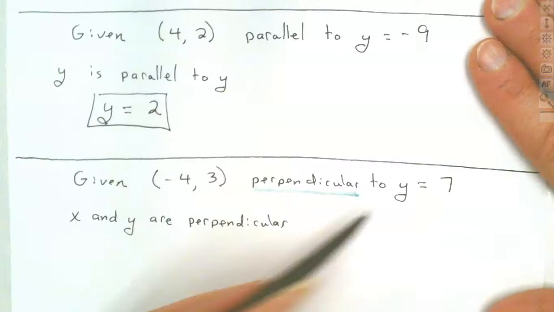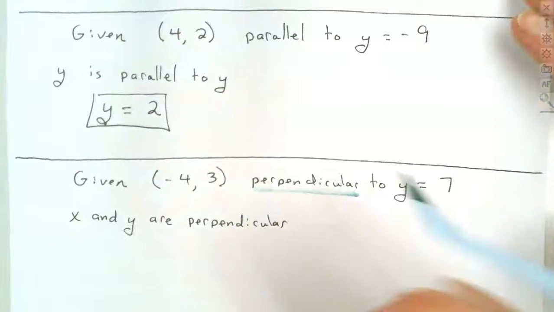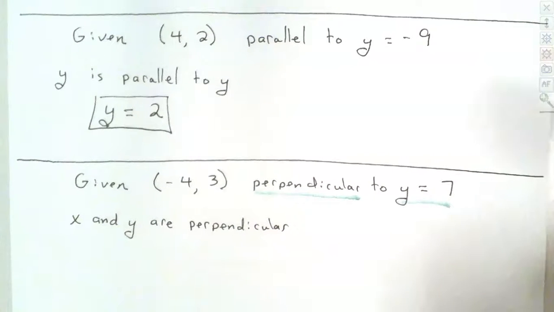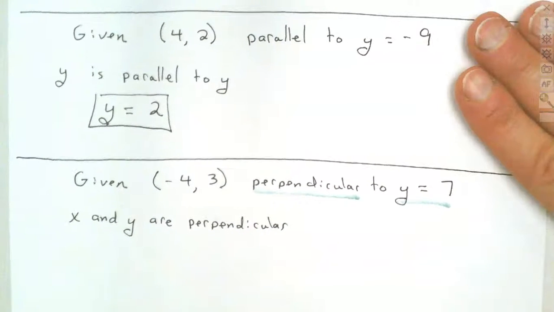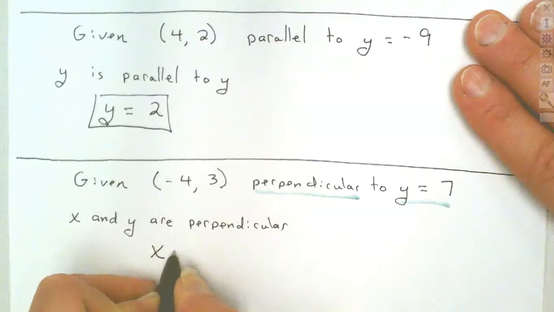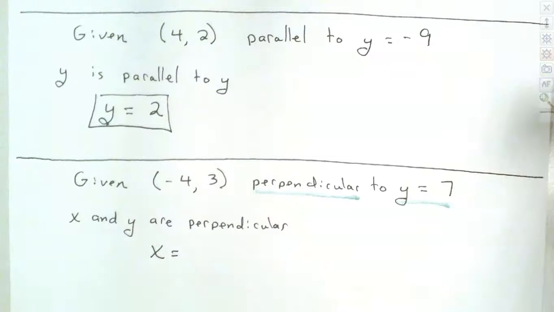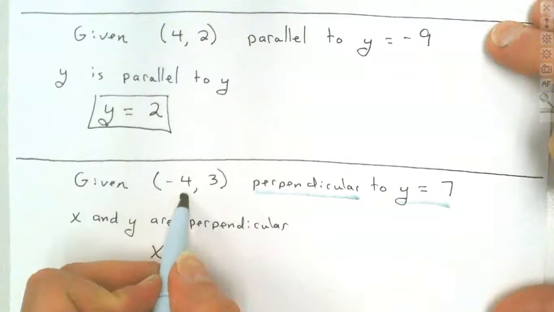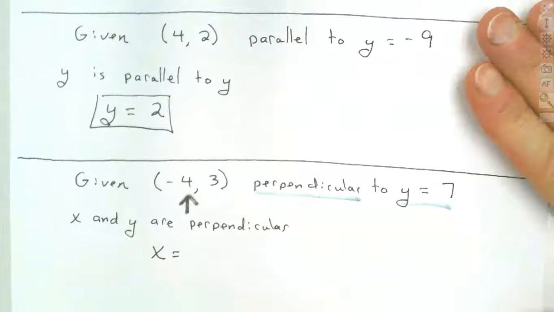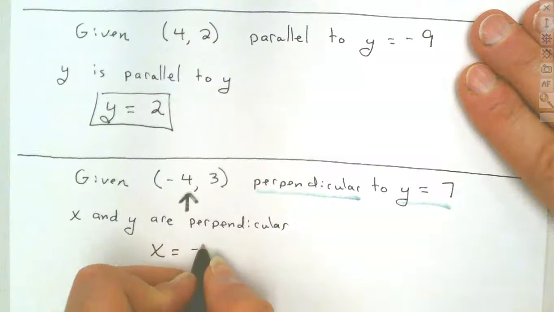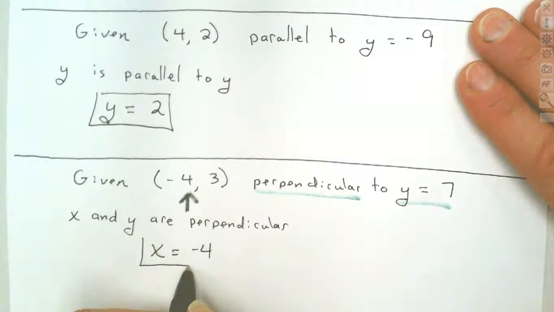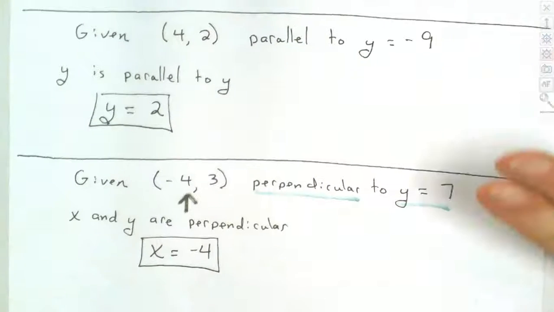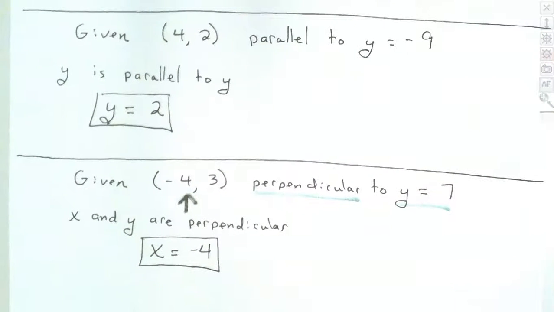So in this case, we've got y equals 7. So it's a y line. What's perpendicular to y? x. And what's the x component of this ordered pair? Yep, -4. So what would your answer simply then be? Yep, x equals -4. We'll take a short break and we'll come back and we'll look at all the ones that require algebra.